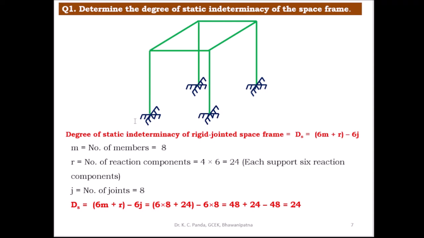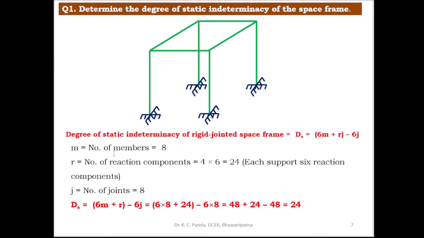Number of members m is equal to 1, 2, 3, 4, 5, 6, 7, 8. m is equal to 8. Then count the number of reaction components. At each fixed support, there are 6 reaction components. Here 1, 2, 3, 4, 4 supports, so the total number of reaction components is equal to 4 into 6 is equal to 24. Then count the number of joints. Here the joints are 1, 2, 3, 4, 5, 6, 7, 8. The number of joints j is equal to 8.